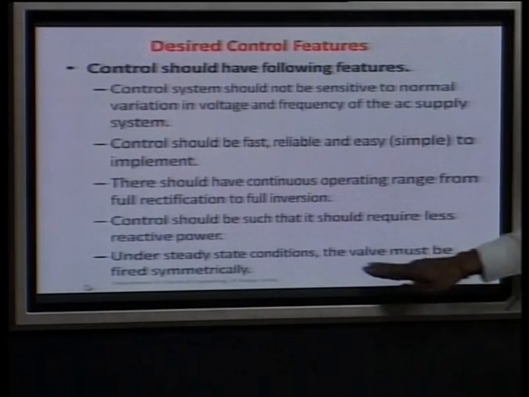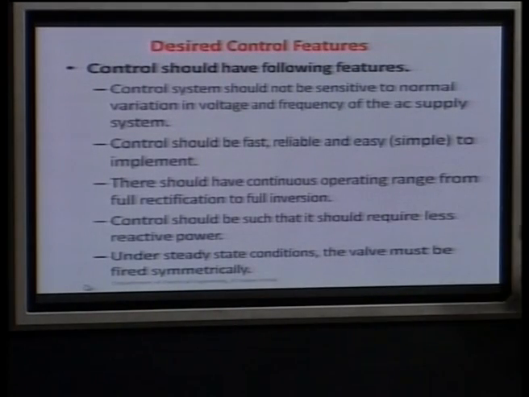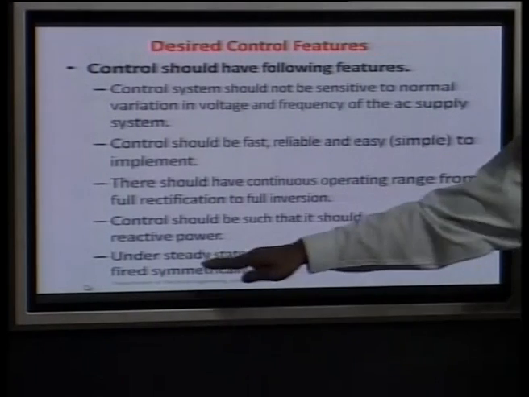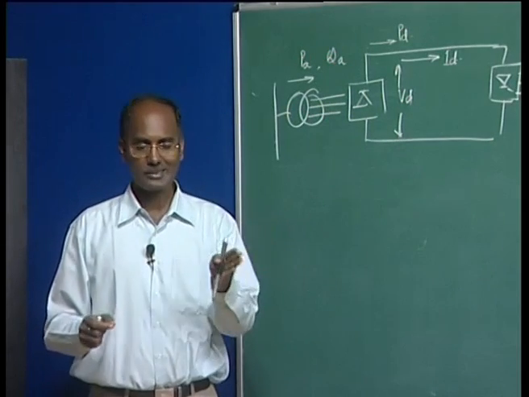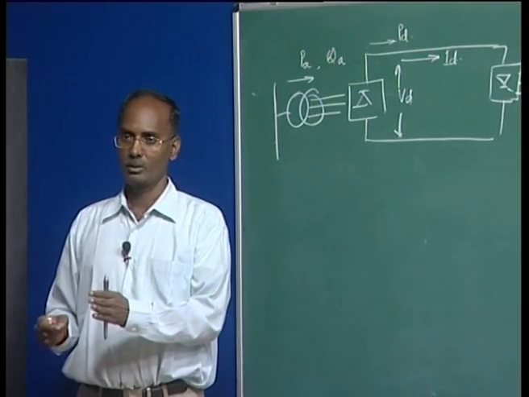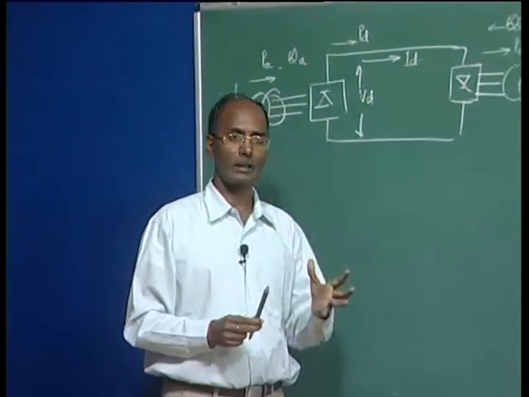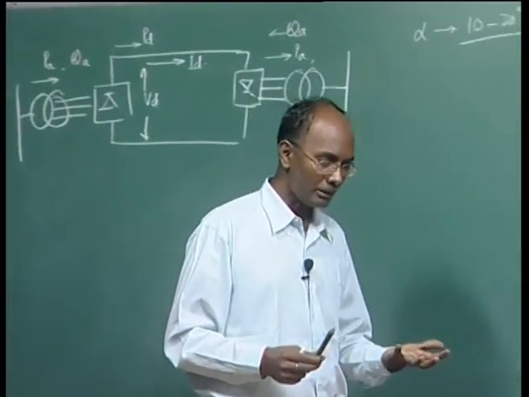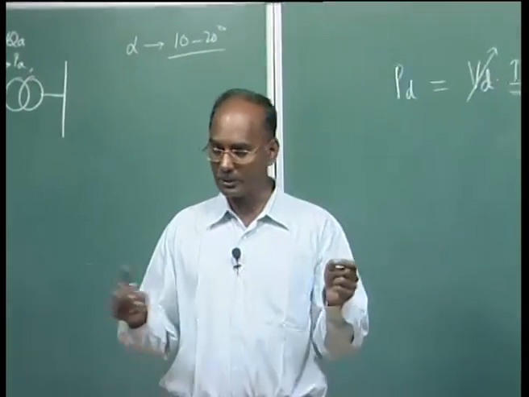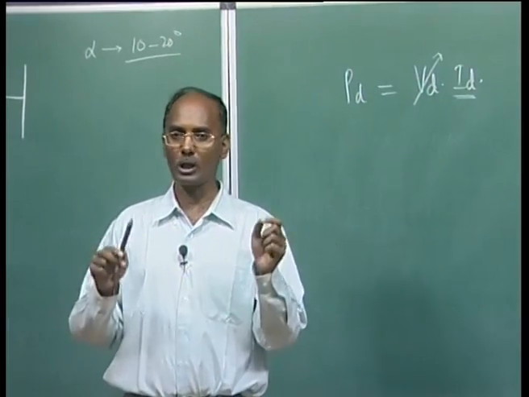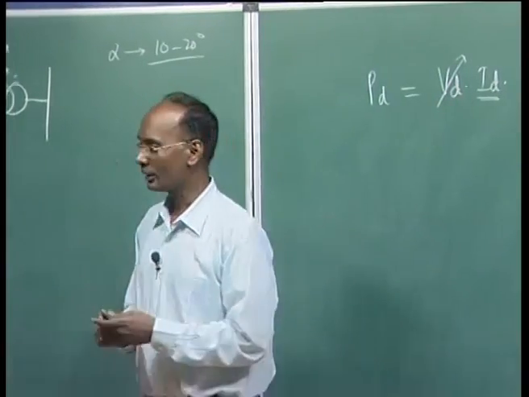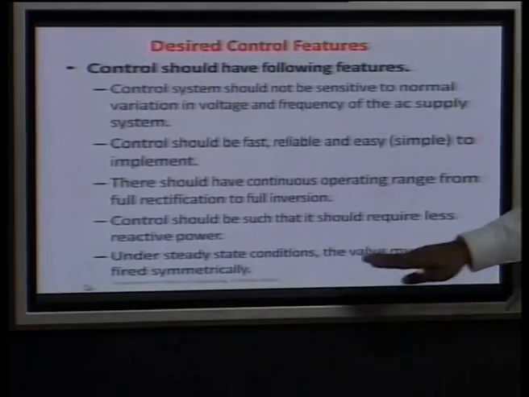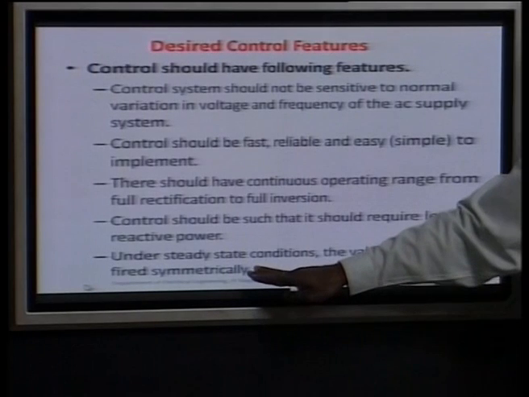Here is another feature, which says that under steady state condition the valves must be fired symmetrically. We are talking about all the valves, giving pulses at every 60 degrees. Why is it so? You may design a controller that gives the same value, but if symmetry is not maintained, your output is not symmetrical and you generate many harmonics. So due to symmetrically fired valves, we are minimizing some of the harmonics.